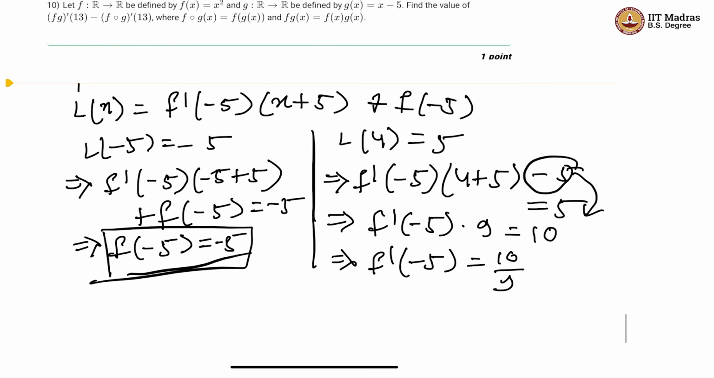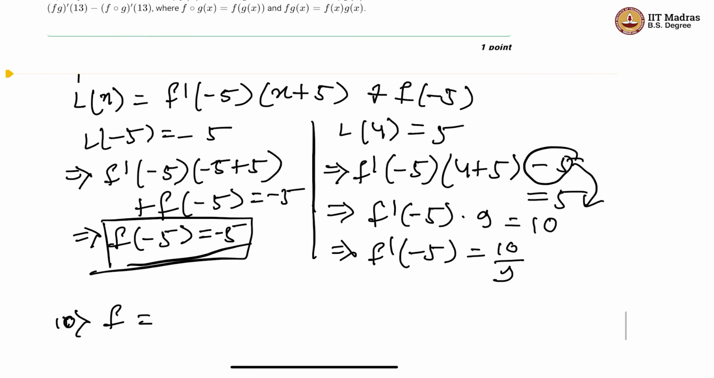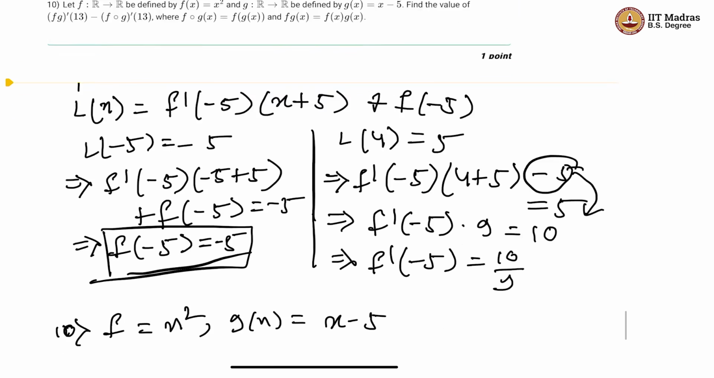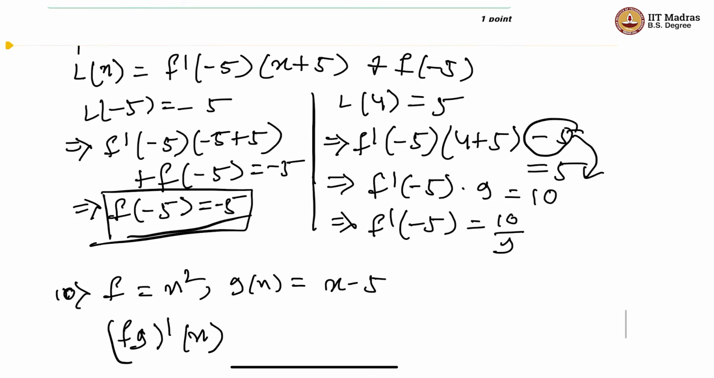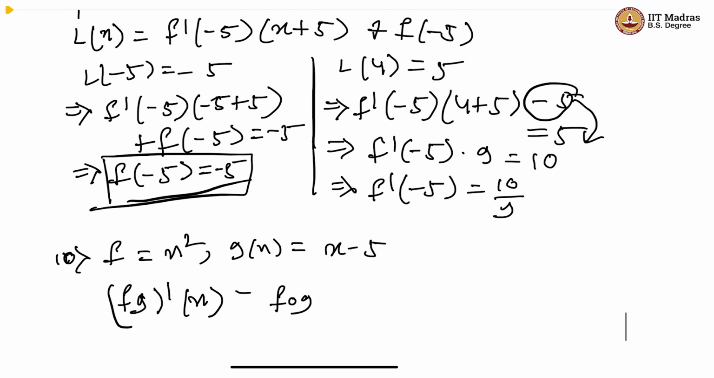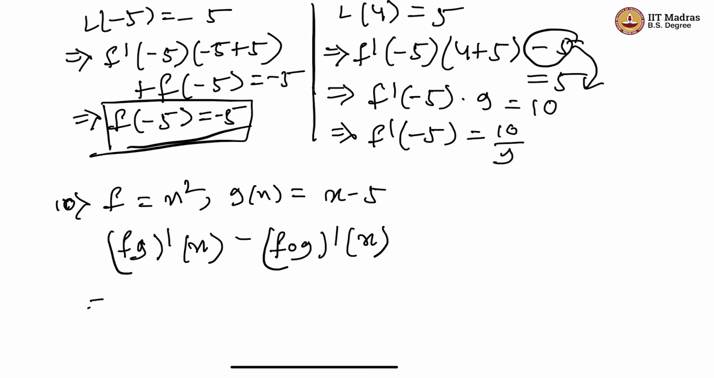Let's solve the 10th question. So we have f of x equals x square and g of x equals x minus 5. Okay, so first we calculate (f g) dash x minus (f compose g) dash x. Then we will put 13 instead of x. Okay, so what do we know using the chain rule?